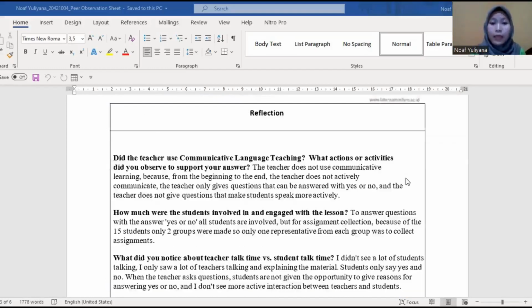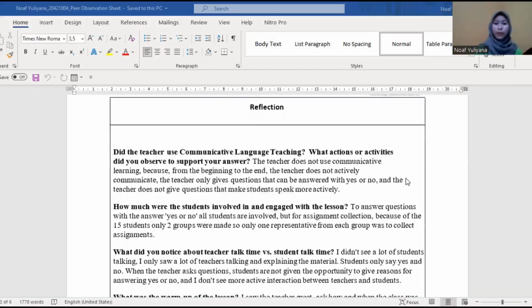And next is reflection. In reflection, I have 7 points. Well, I will explain. The first is, did the teacher use communicative language teaching? What action or activities did you observe to support your answer?